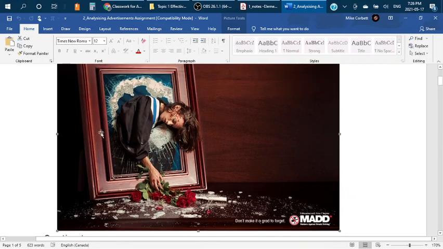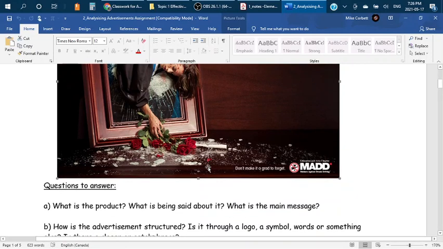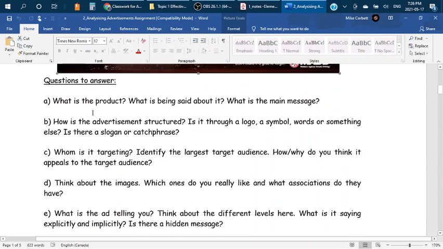And you can see graduation is supposed to be a very happy time. It's supposed to be a time you want to remember for the rest of your life. And if you're drinking and driving, then something bad like this could happen, and it could make it a grad that you want to forget. So don't make it a grad to forget. So that's it there. And the first question is, what is the product?